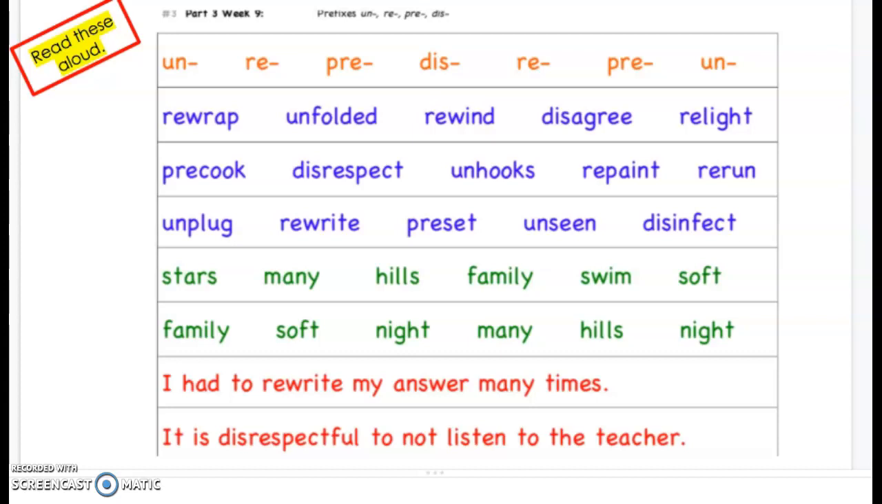Today we are still working on our lines of print with the prefixes un, re, pre, and dis. I want you to practice these words, read them out loud. Your next slide looks like this.